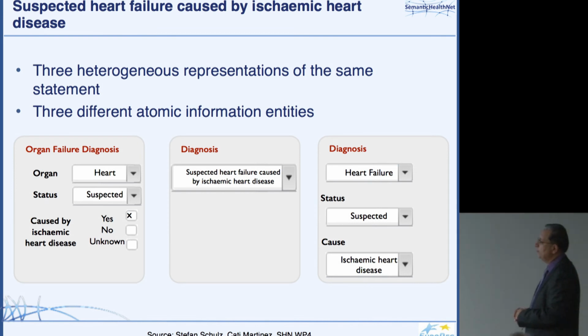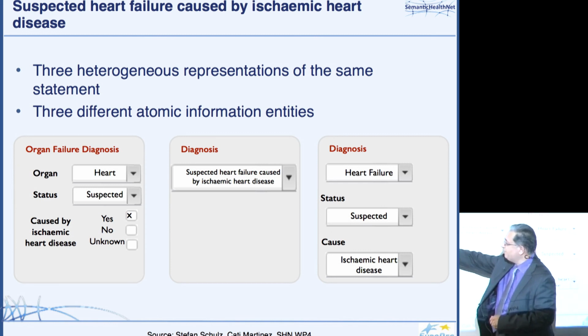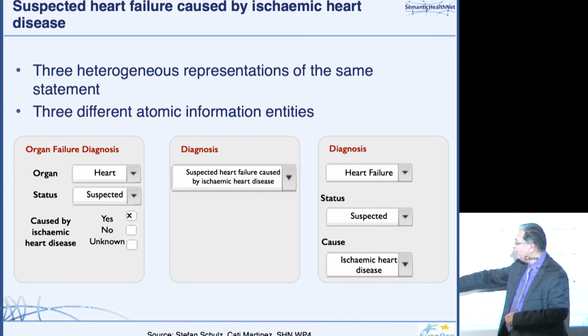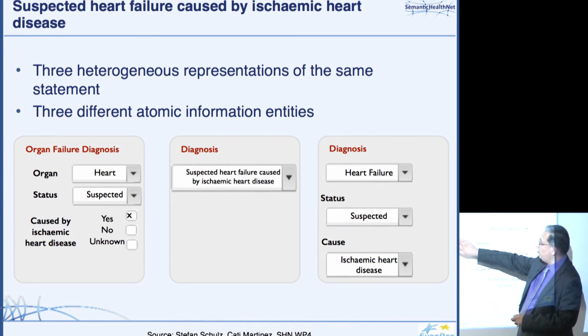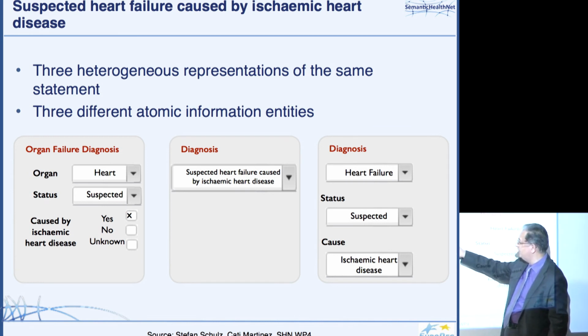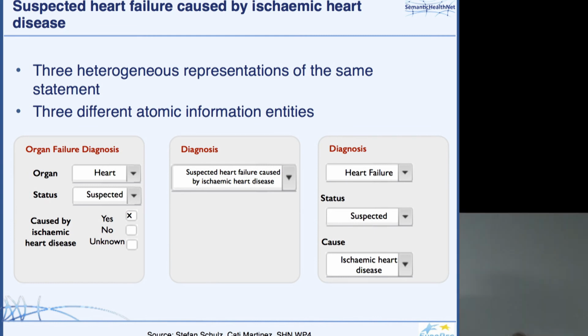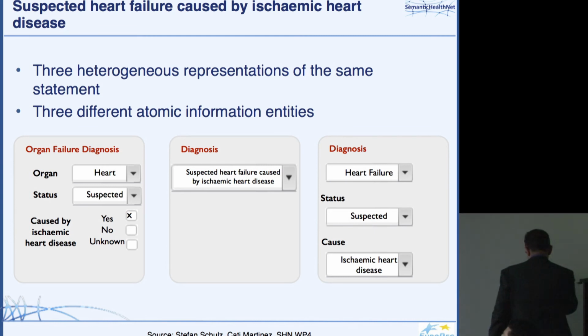So here we've got a suspected heart failure. Here we've got a single coordinated term, a single term expression that has everything in. Here we have it split into 3 different components. And trying to glue these together is the challenge of interoperability. What we want to do is to try and avoid having 3 different representations, because that's only 3 examples. You could imagine there could be 10 others by different vendors.